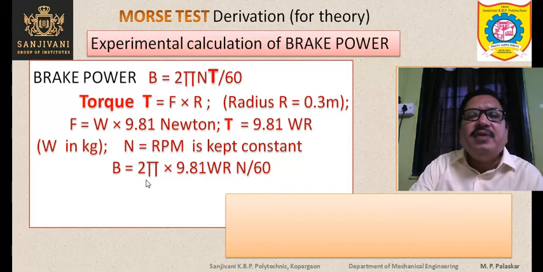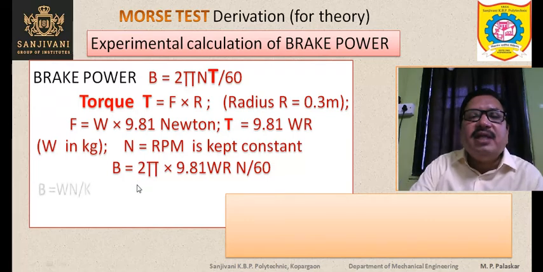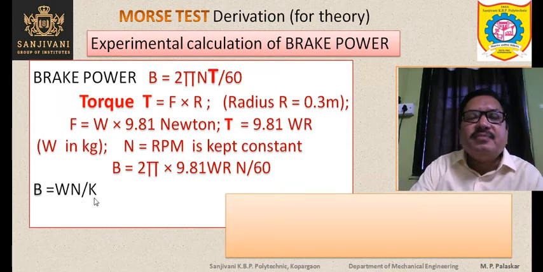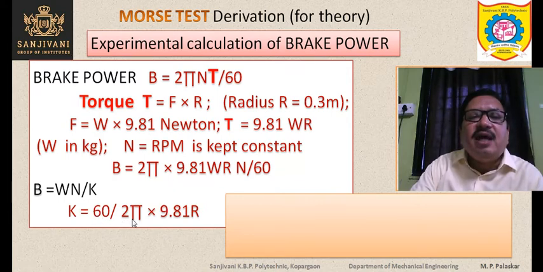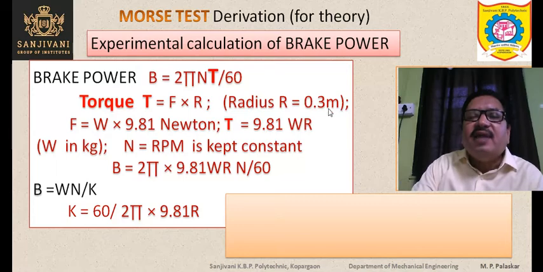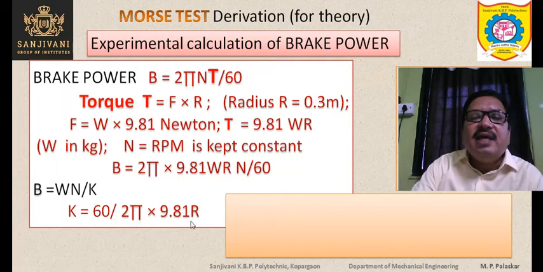The brake power now is equal to 2 pi into 9.81 WRN upon 60 if we substitute the value of T in this equation. Now this equation can be written in a different form, that is B is equal to WN upon K, where K is the constant. In this case the value of K will be 60 upon 2 pi into 9.81 into R. R is also constant. If the dynamometer changes, then only the value of R will change. Otherwise, for the dynamometer in our lab, which is the hydraulic dynamometer, the value of R is 0.3 meters. So this K is completely constant.